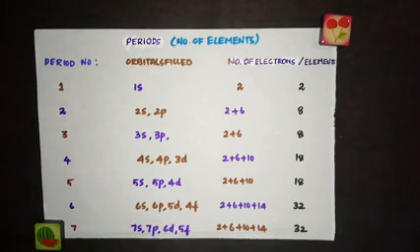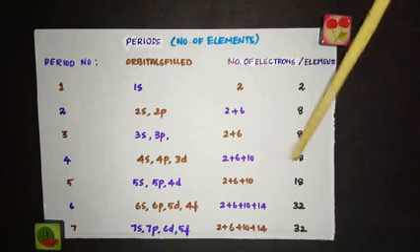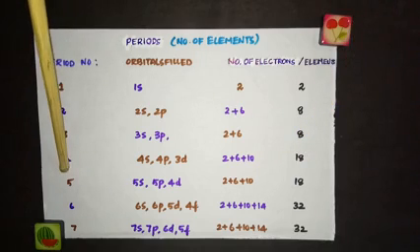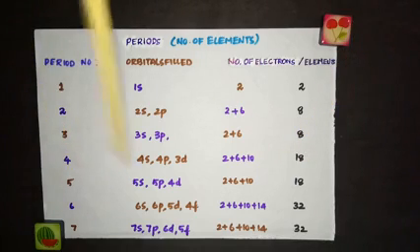Same way, how would you justify the presence of 18 elements in the fifth period of the periodic table? When n is equal to 5, okay, what will be the l value? l will be equal to 0, 1, 2, 3. So what will be the order in which the orbitals will be filled?